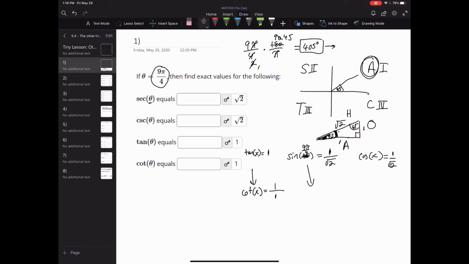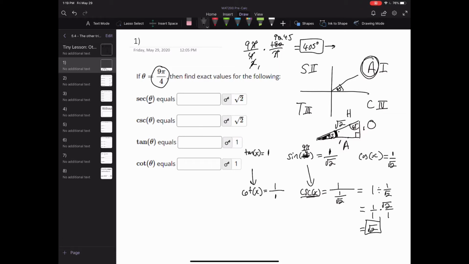What about this? This is cosecant of x, which is equal to 1 over whatever sine of that is. So it's 1 over 1 over square root of 2. And that's the same as saying 1 divided by 1 over square root of 2, which is the same as saying 1 times the reciprocal. And what do you get? You just get square root of 2. So that's cosecant of x.